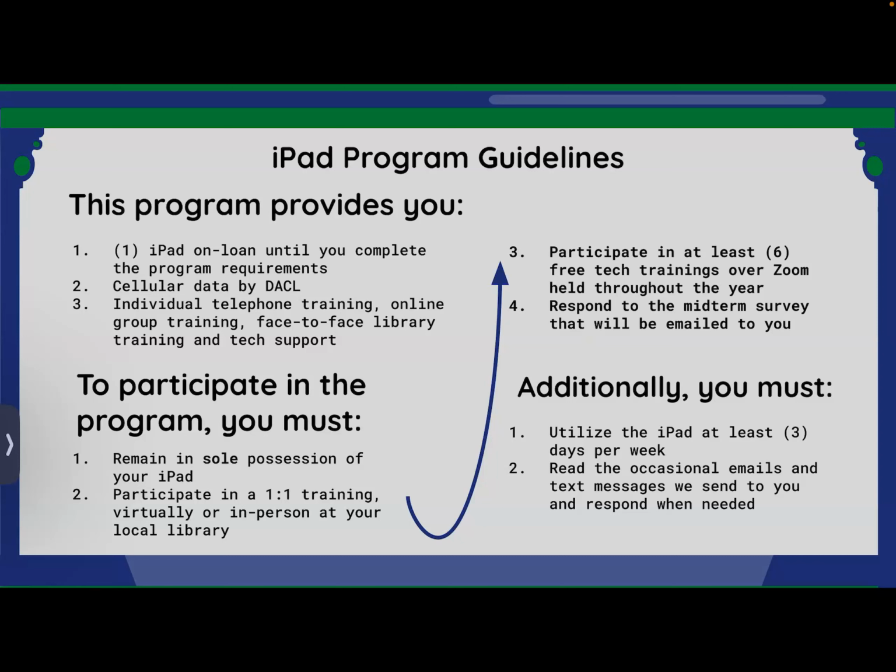The main two requirements of the program is that you participate in at least 6 of these afternoon tech trainings that are held throughout the year. So for this requirement, anytime you join a class Monday through Friday at 1:30 p.m. with your name showing on Zoom, you'll receive credit towards that requirement. Once you do that and complete the midterm survey, that will be emailed to you sometime after you join the program, the iPad is basically 100% yours. So make sure you complete these 2 requirements. After that, it's up to you and what you like to join.